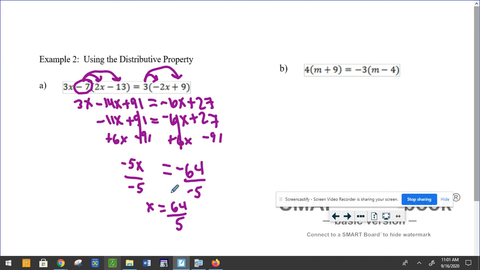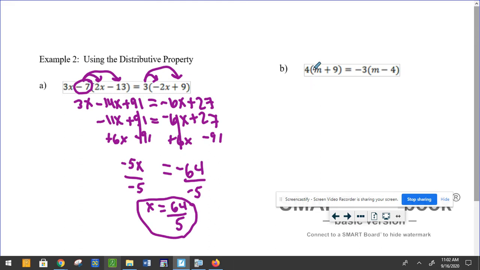I'm okay leaving it like that. There's no need to turn something into a mixed number. There's also no need to turn anything into a decimal unless there's context. So if you're just solving an equation, leave it as an improper fraction. If you can simplify it, you need to simplify it, but there's nothing to simplify out of 64 and 5.